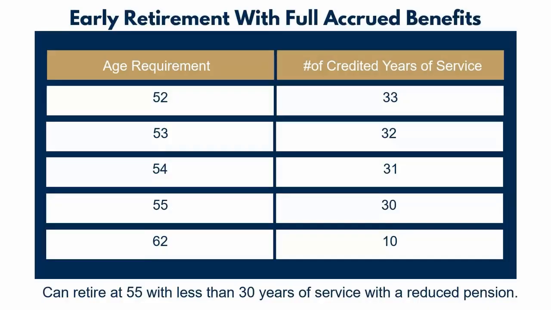If you meet any of those qualifications, you can retire early with your full accrued benefits, meaning there's no type of reduction. However, you can retire at the age of 55, but if you have less than 30 years of service, your pension will be reduced. An example is if you have less than 30 years of service, you take a 3% reduction per year. So if you retire at 55 with less than 30 years of service, you would take approximately a 21% reduction on your pension.